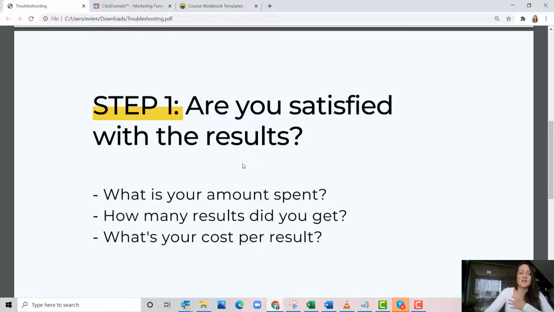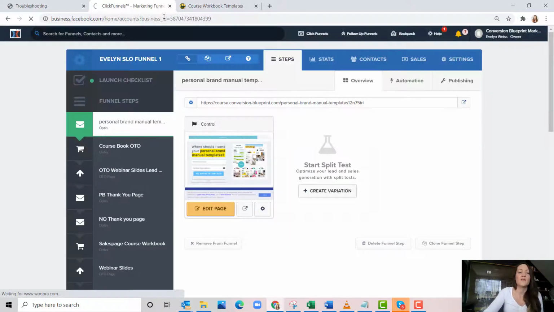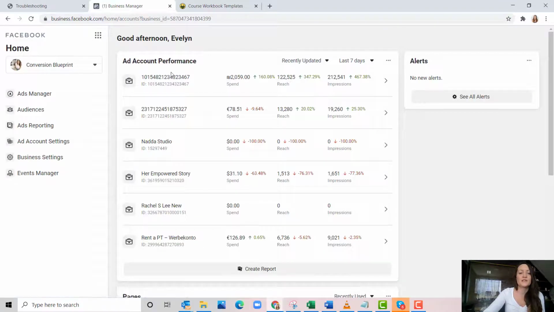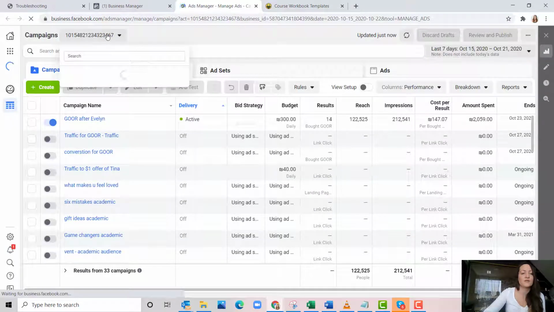Let me just say, so here on my account, I was satisfied with most campaigns, but I wasn't necessarily satisfied with the first campaign that I've pulled up.